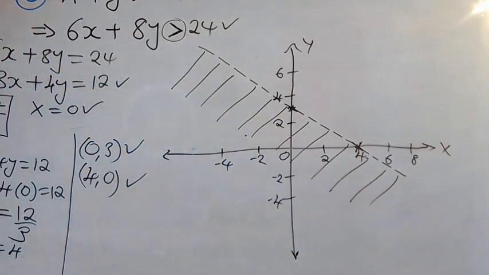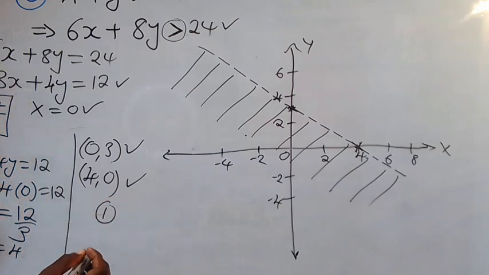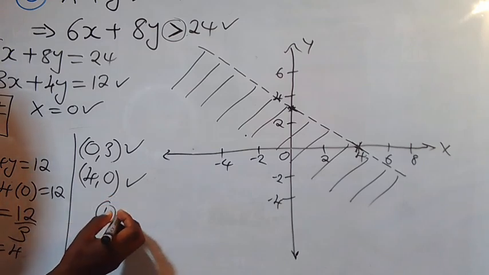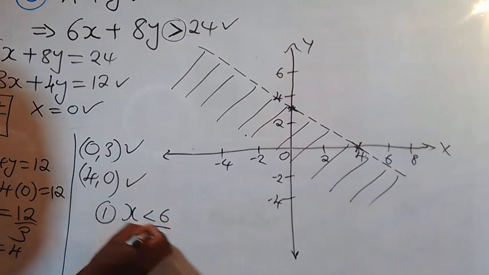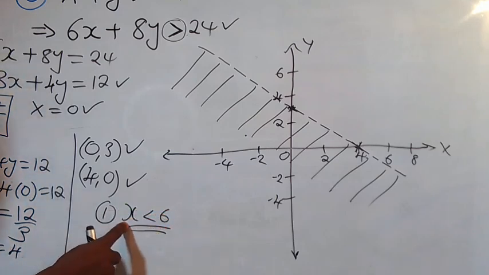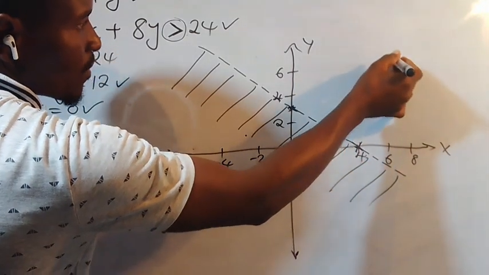And then from there, we have the other inequality. The other inequality is x is less than 6. So you go to the x-axis, then just draw a line across the 6 there. Also the line is dotted.